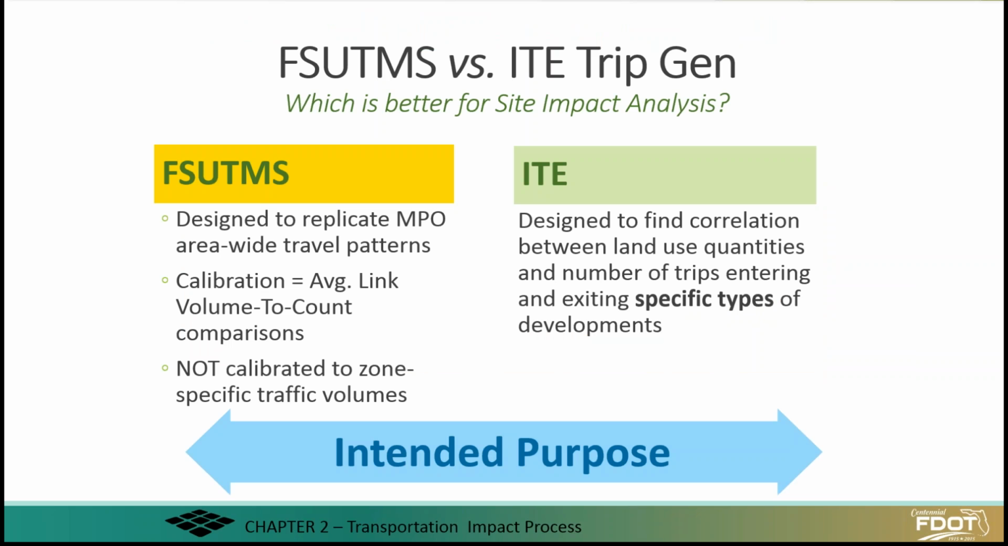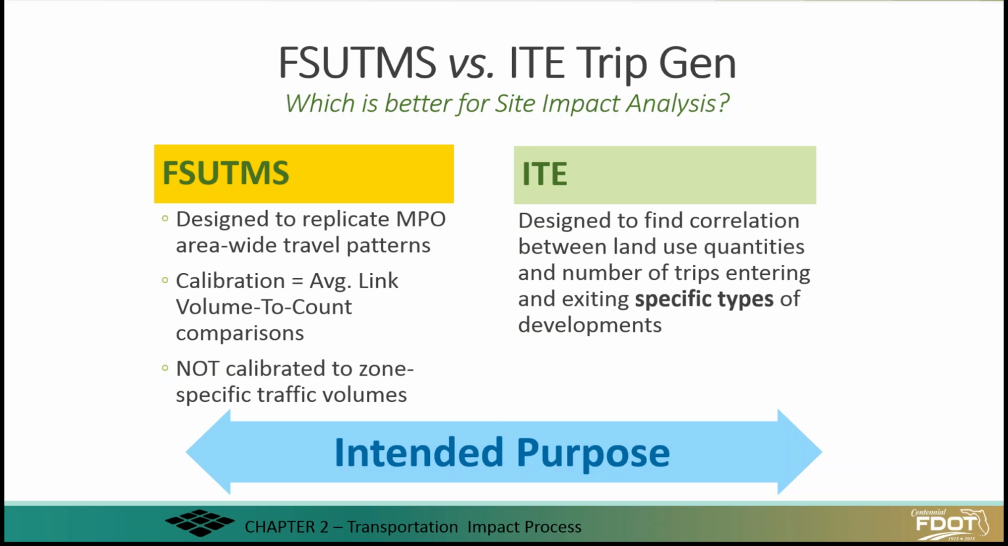versus ITE. FSUTMS models are regional travel demand models, typically developed for the benefit of an MPO, a metropolitan planning organization, for the purpose of conducting region-wide travel and replicating regional patterns to allow for long-range regional transportation planning. The calibration of the model is set to average conditions over link volume to count, large districts to districts, to make sure that the overall pattern of behavior adequately represents what is happening in that region.